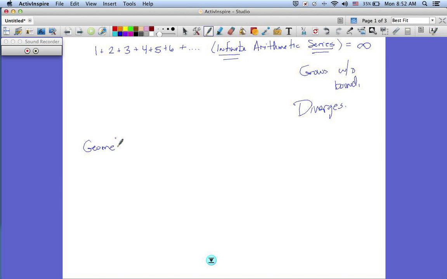Geometric. Let's take 4 times 2 to the n, and let's try to find the infinite sum. So the first term will be 8, second term 16, third term 32, 64, 128. Well, this does not seem much different. This is also going to grow and grow without bound to infinity. Boring. Try another one. 4 times 1/2 to the n.